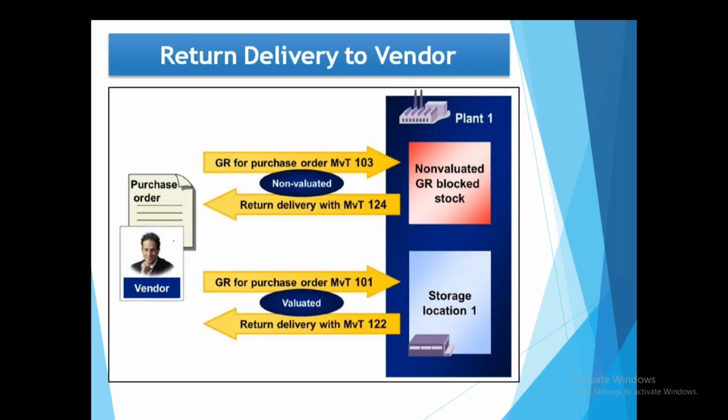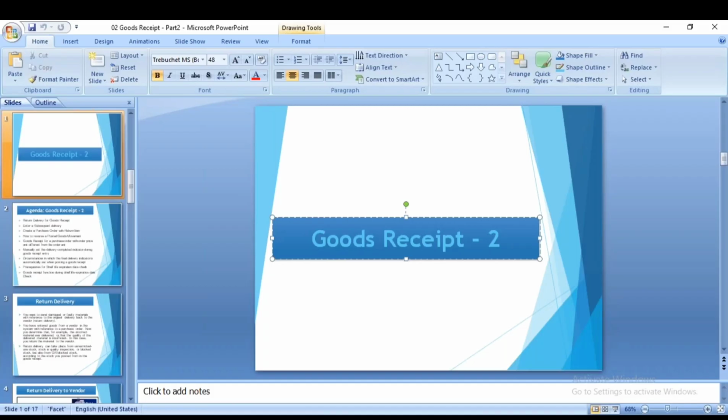So this is the one. You have the purchase order. Against the purchase order, you received the material into your location with movement type 101. Now if you want to return the material to the vendor, make the return delivery, then it will be movement type 122. With movement type 122, you make the return delivery to the vendor. If it is received with movement type 103, non-valuated GR blocked stock, then you will do the return delivery with movement type 124. So this is what is called return delivery. You are returning the goods back to the supplier. Now we will see how to do this in the system.